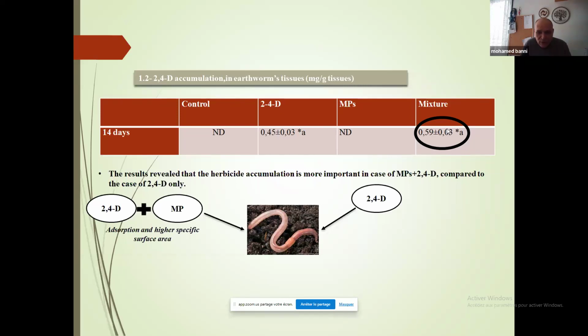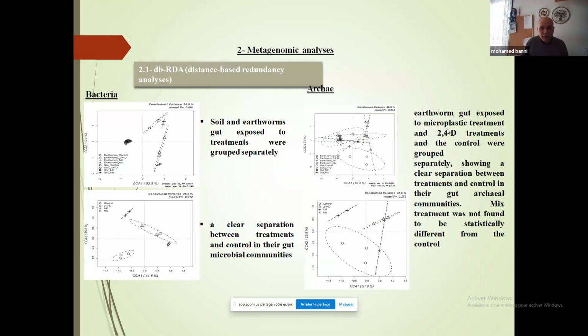The key factor that makes this so-called Trojan horse effect robust is the chemical properties of the 2,4-D. I mean, the hydrophobicity or lipophilicity. It is very important for being associated to plastic. Anyway, let's now focus on the metagenomic analysis.